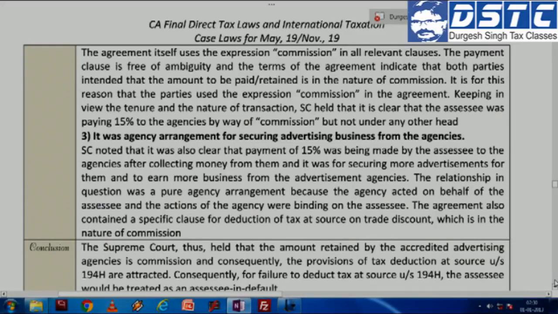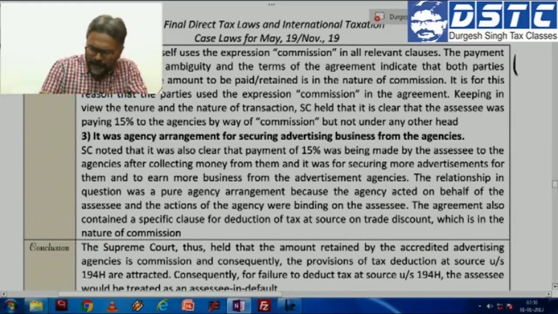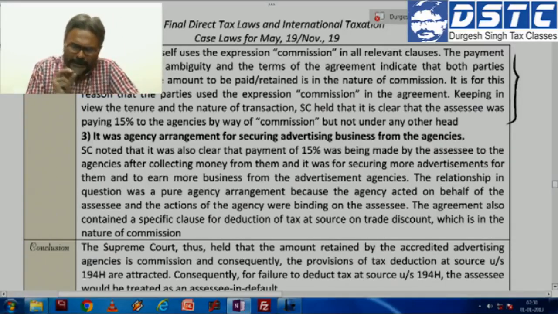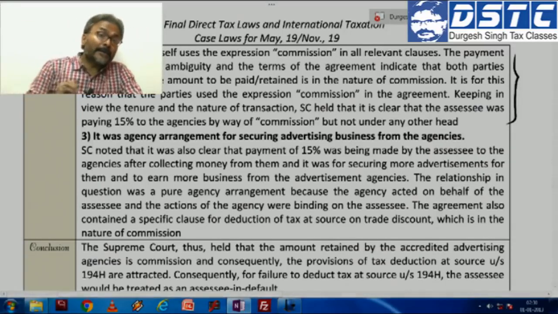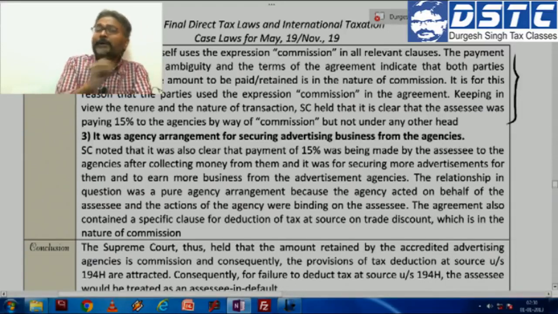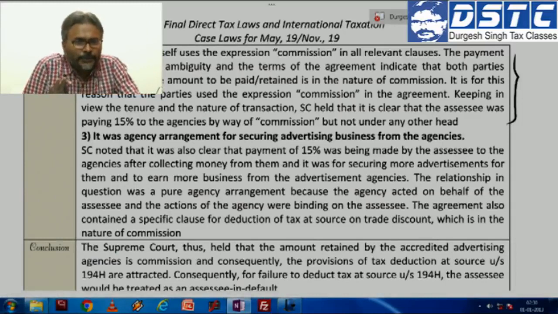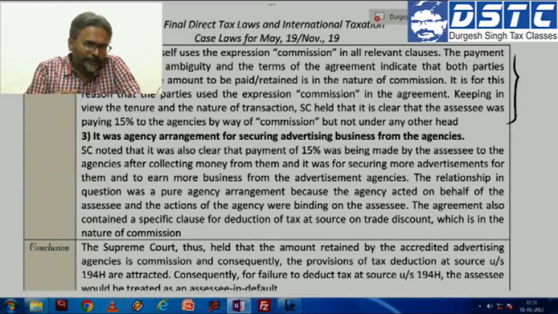So students, herein, as it has been said to you in this context, the term itself was telling you that it is in the nature of a commission. You are an accredited agency of Doordarshan, meaning that, by appointed person, you will be the one who will be doing the advertisement for Doordarshan.